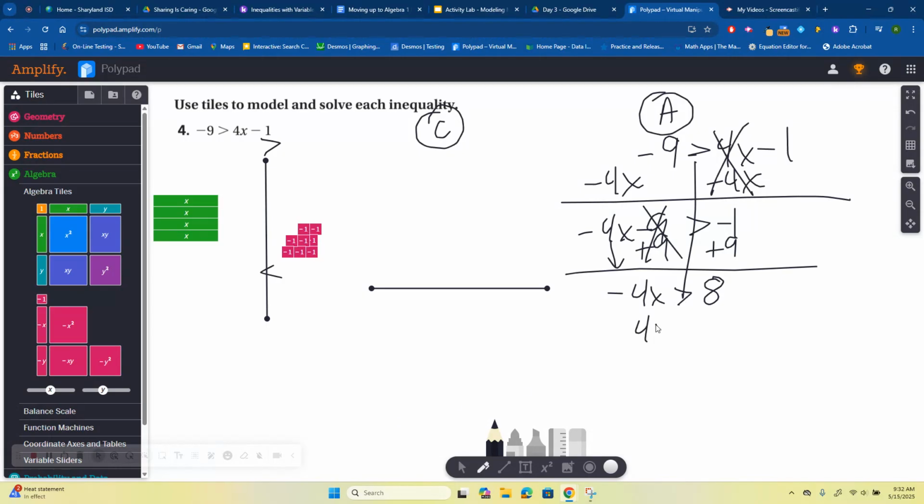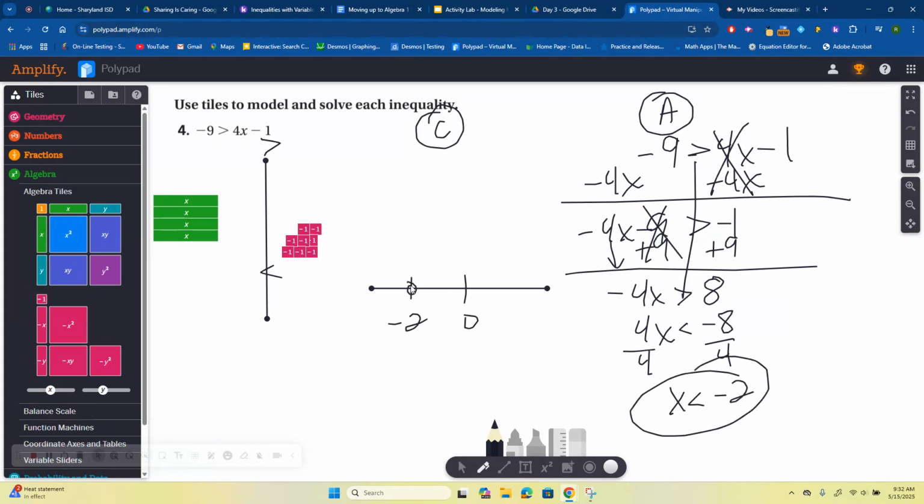So this becomes 4x less than negative 8. Now don't worry about anything else other than divided by that 4. So over here, divide by that 4, divide by that 4. X is less than negative 2. Here's my 0. Here's my negative 2. Open and shade to the left. And then you check. Is 0 less than negative 2? It's larger. You have the right answer.